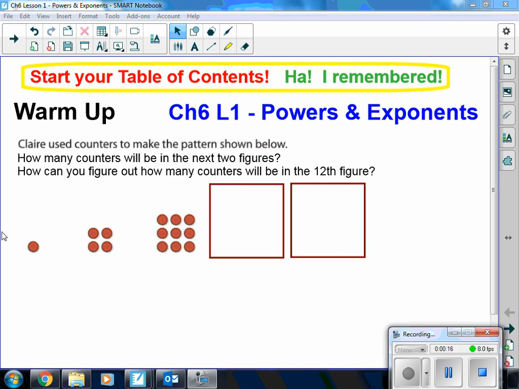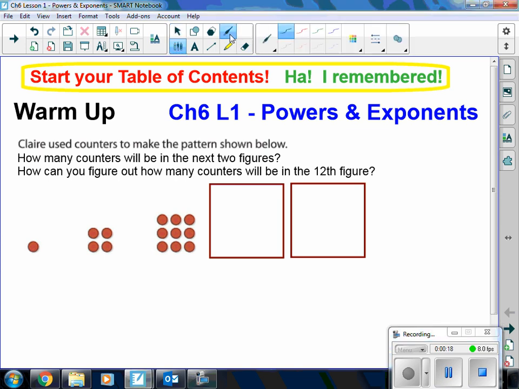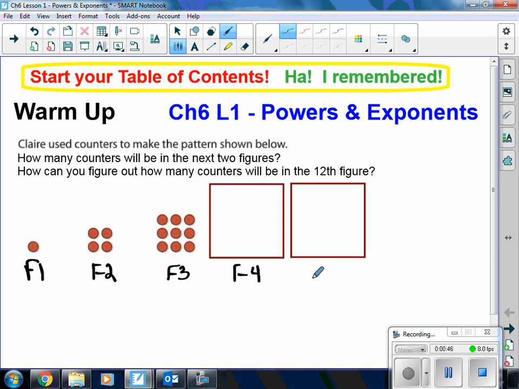Okay, so if we look at these, let's look at these as figure 1, figure 2, figure 3, figure 4, figure 5. Let's call this figure 1, and this one is figure 2. This one is figure 3. This one is figure 4, and this one is figure 5.